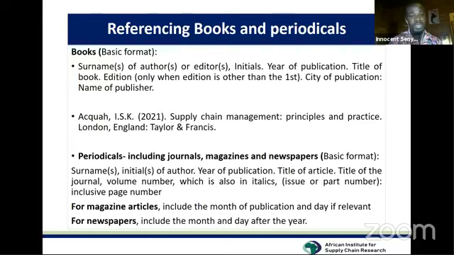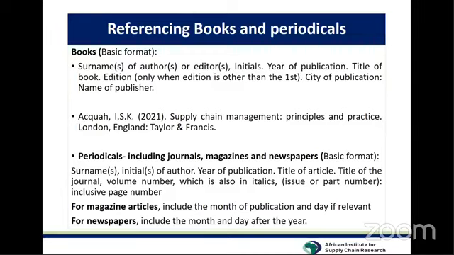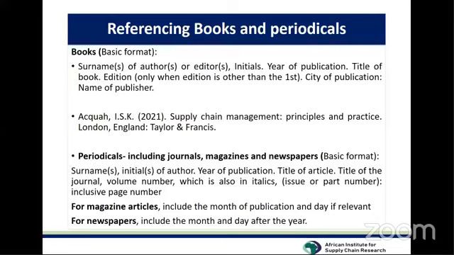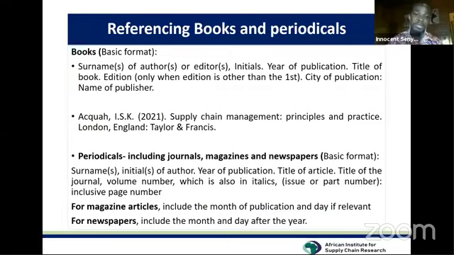They also provide similar information, but you realize that these ones have other information that books don't have. I'll be looking at them briefly. For the periodicals, the surname of the authors is also supposed to be provided. The initials of the authors are also supposed to be provided, just as we saw in the book. The year of publication will come, the title of the article will come. Note that in this case, it is an article. So the title of the article will come. Then the title of the journal in which the article was published.